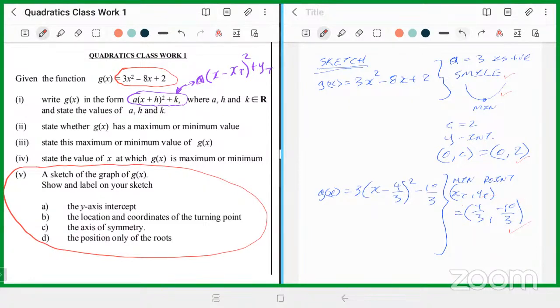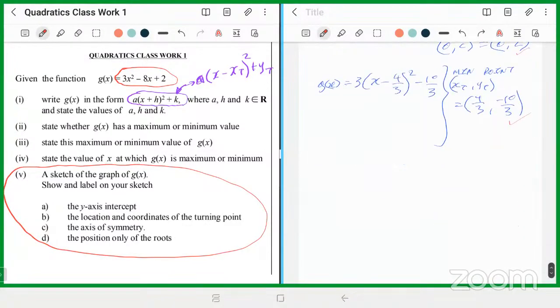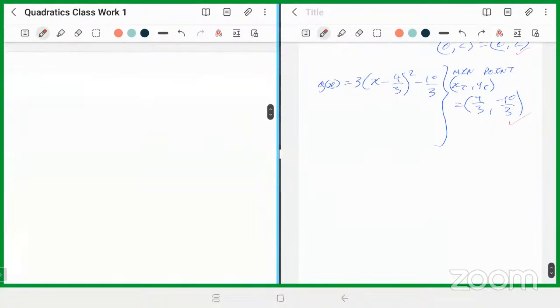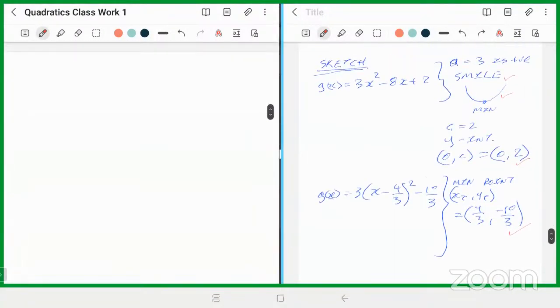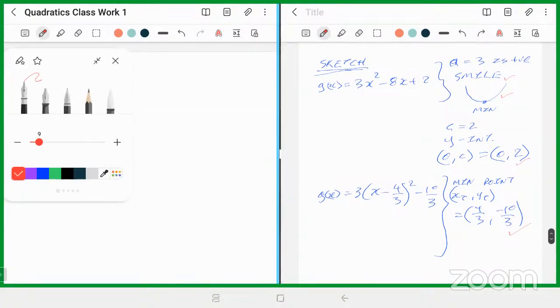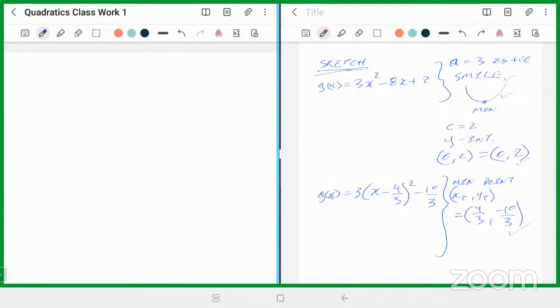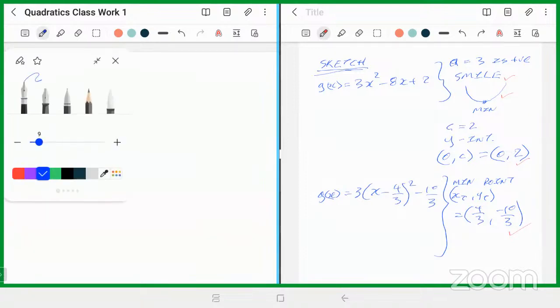All right, so let's look at the sketch now. Okay, maybe we'll put the sketch over here. Let's put the sketch over on this side. So keep those values there. Let's put the sketch over this side. So I'm going to put in a y-axis and an x-axis.